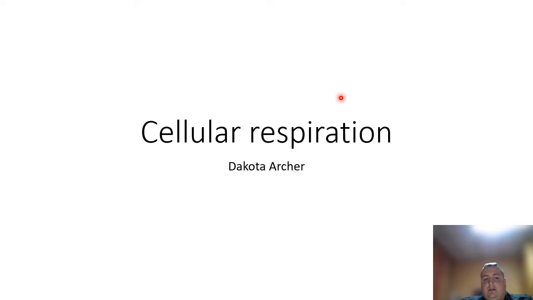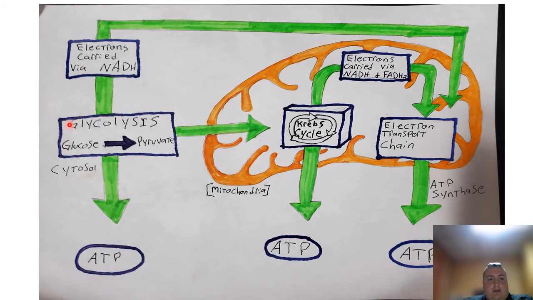Cellular respiration is essentially the process that utilizes specific molecules and enzymes to manufacture adenosine triphosphate, or ATP. The first step in this process is known as glycolysis, and it occurs in the cytosol.